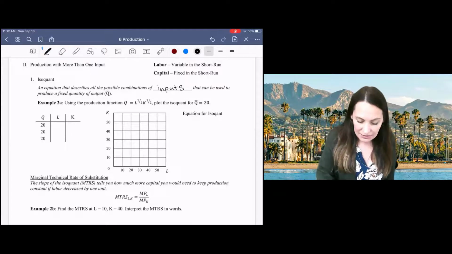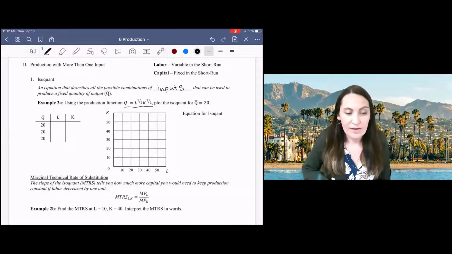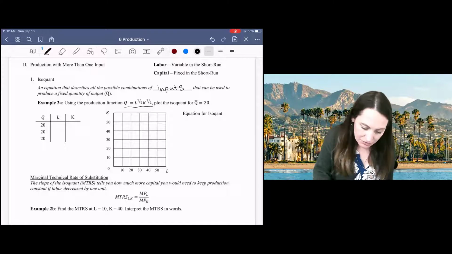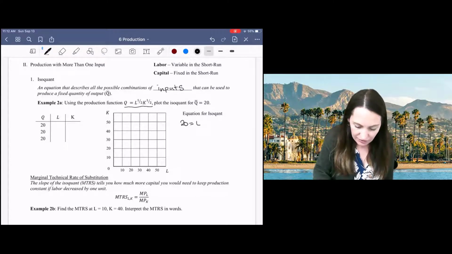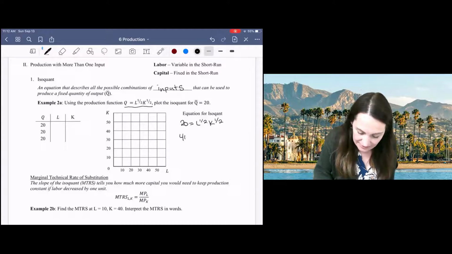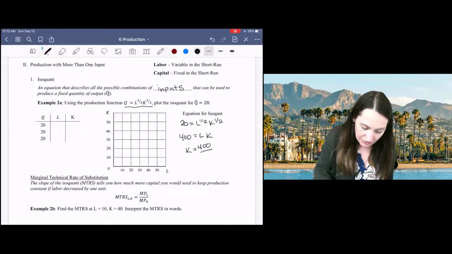So let's take a production function like we have here, L to the 1/2, K to the 1/2, and plot the isoquant for Q is 20. So we want to produce 20 units of output. We can do that using lots of different combinations of labor and capital. So to find the equation, we're just going to plug 20 into our production function. And again, the math here is exactly the same as when you're plotting your indifference curves. We'll square both sides so that we get rid of those pesky 1/2s. And we get K is equal to 400 over L.